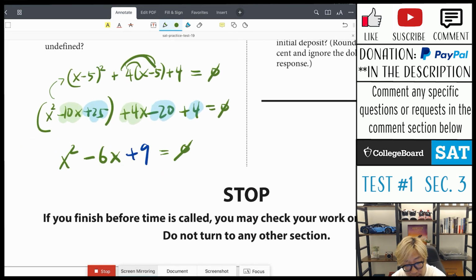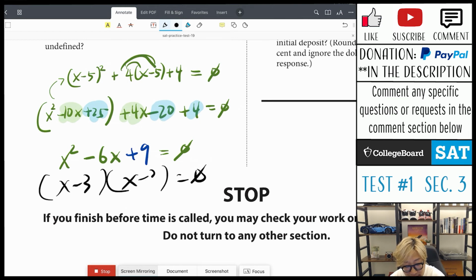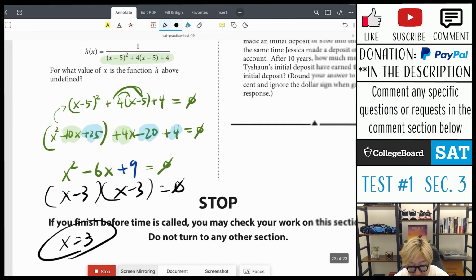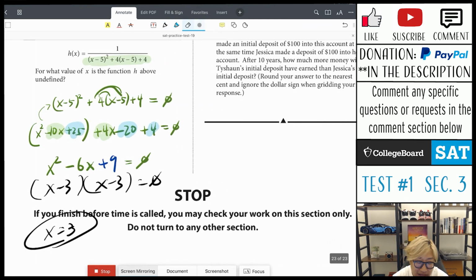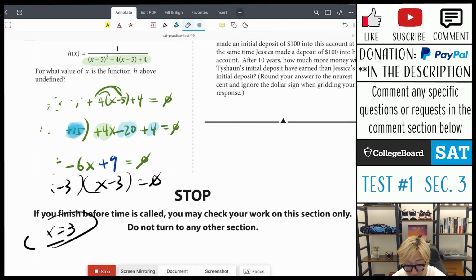Let's go ahead and factor it. It's going to be x minus 3, x minus 3. So x is equal to 3. So you can do it like that. Now, let me show you how I did this. It's almost like the same thing, except I don't FOIL that.